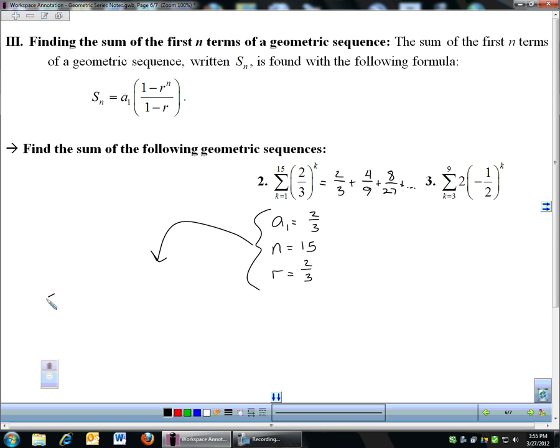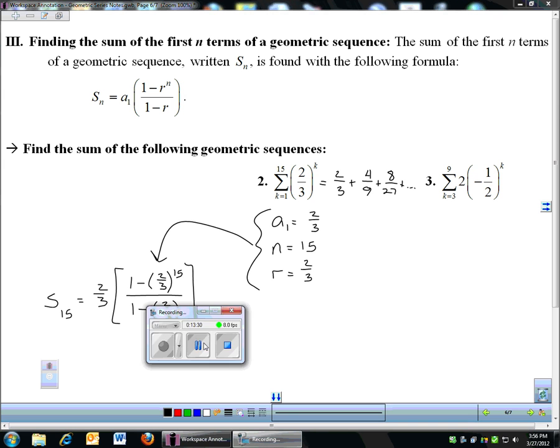And the sum of the first 15 terms is my first term, which is 2/3, times, and you have to be really careful with this because it gets ugly, 1 minus the ratio, which is 2/3, to the n power, divided by 1 minus the ratio. And we're just going to punch this straight into the calculator. I'm going to pause it while I do that, but just punch this in the calculator and be really careful with your parentheses.